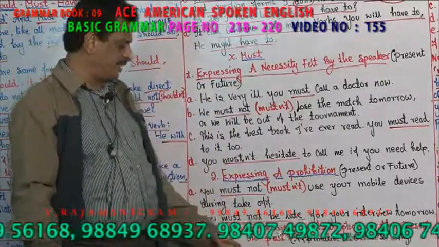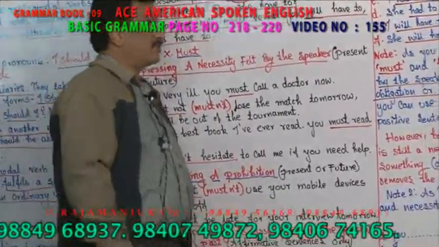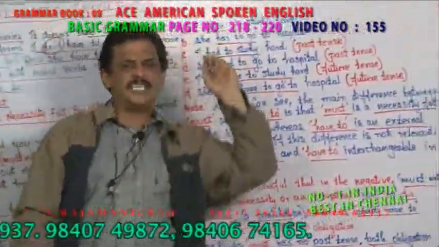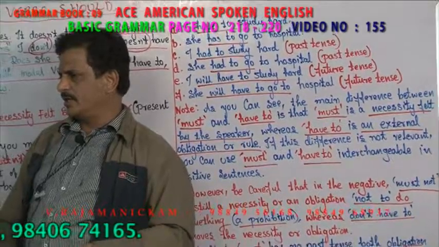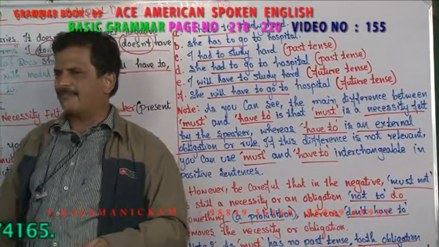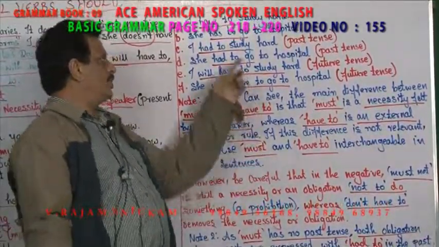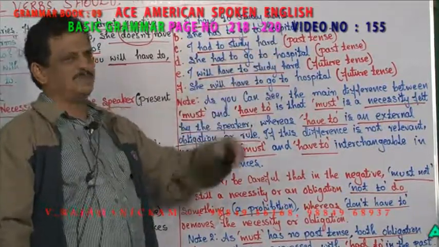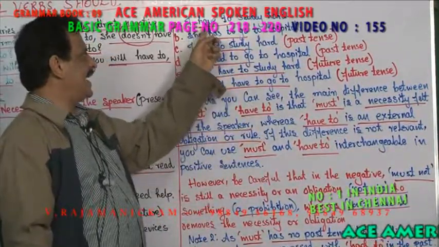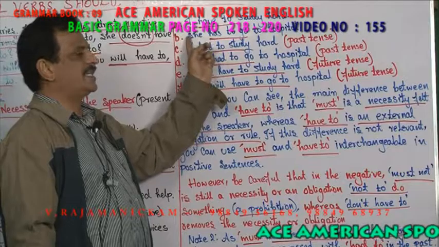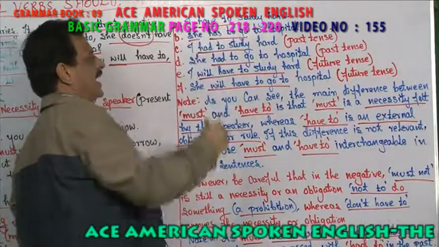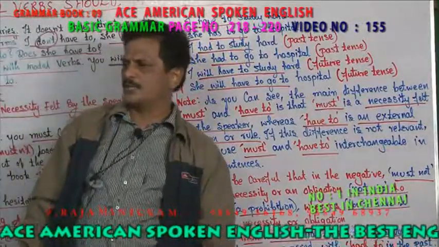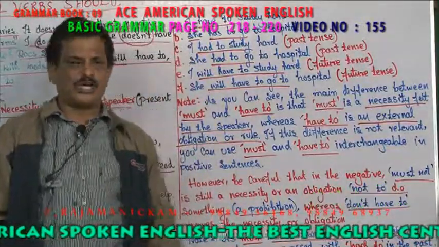Expressing an assumption in the present or past, affirmative sentence only. See here, I have to study hard. Is it present or future? In present and in future. It is not about the past, isn't it? I have to study hard. Next, she has to go to hospital. See, she has, I have. So, it conjugates with the subject. If it is I, you are using have. If it is she, you are using has to. Has to plus a present tense verb. It is a semi-modal verb.